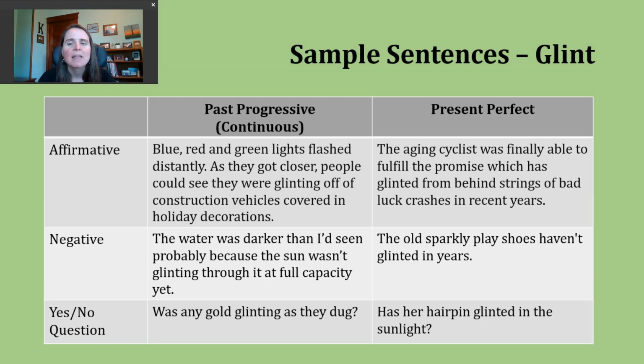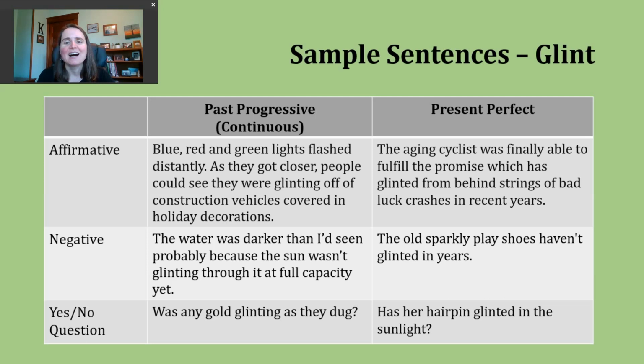Let's take a look at an example. The aging cyclist was finally able to fulfill the promise which has glinted from behind strings of bad luck crashes in recent years. So this sentence, I would say, would tie back more to our second definition, for something to appear briefly. So really what this is trying to describe is somebody seemed like this sparkly, talented thing, and that promise or that hope would appear briefly, but then the athlete would have a bad accident and not be able to compete.